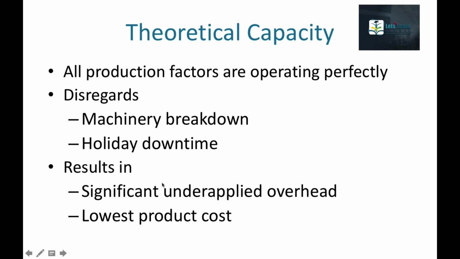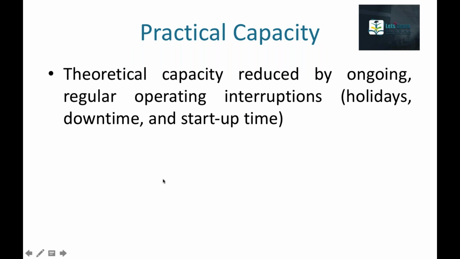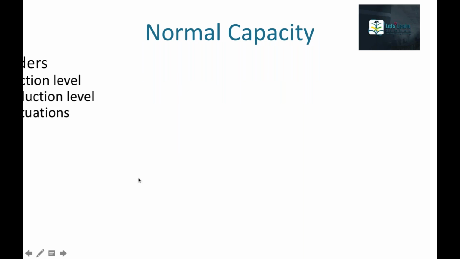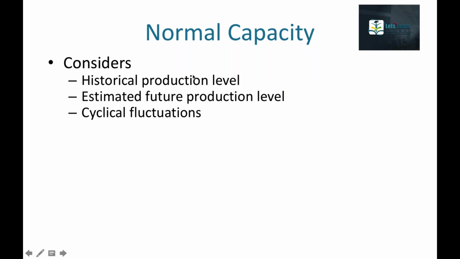When you estimate the lowest product cost, the customer is happy, but at the end of the day your company will incur losses. Practical capacity considers startup time, downtime, etc., but still you will have some under applied overhead. It will give you a lower product cost, not lowest, but lower.